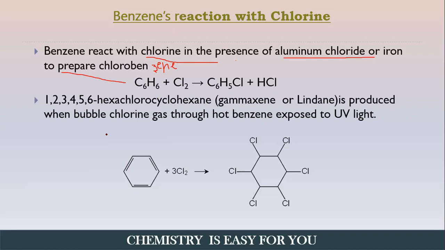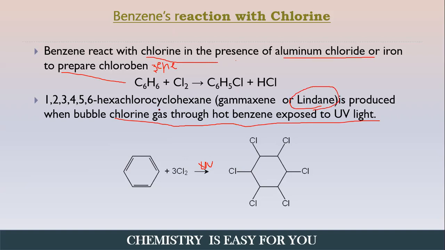But when we bubble chlorine gas through hot benzene and expose it to UV light, here actually you need to write UV light, what do we get? We get 1,2,3,4,5,6-hexachlorocyclohexane, or gammexane, or we can also call it lindane.